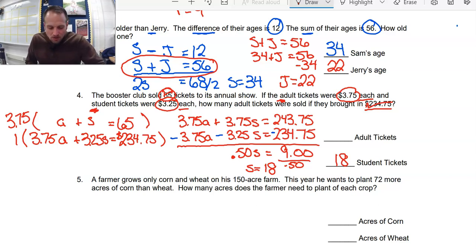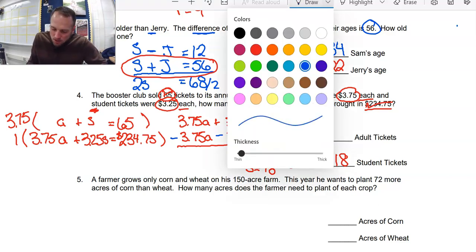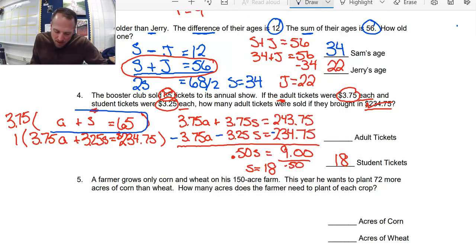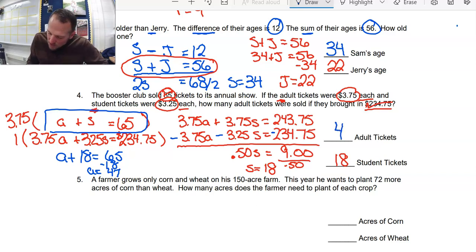Okay, now let's look at the A's. If I sub that in, I need to pick either one of these equations. The one I like better is that one. A plus S equals 65. And I'm going to put 18 in for S because I know that's how many students we had. So subtract 18. I'm going to get A equals 47. So 47 adult tickets and 18 student tickets.